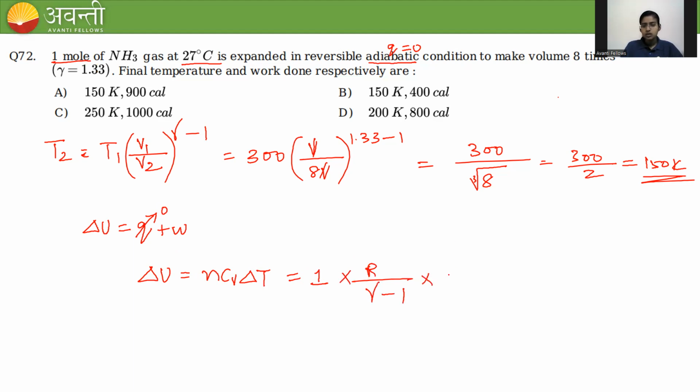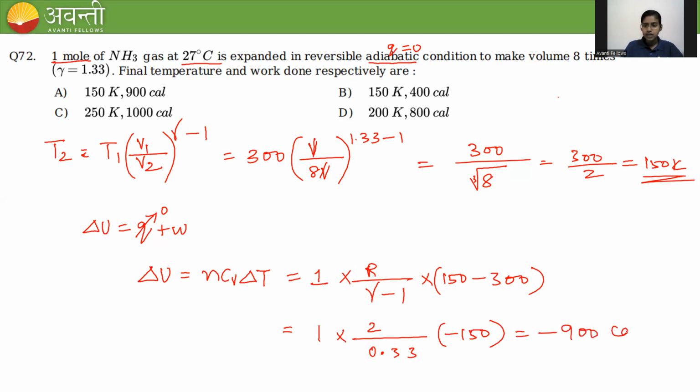Delta T is 150 minus 300. So we will get 1 into our value, which is 2 calories. So in terms of calories, it is 2, and gamma is 1.33 minus 1, which gives 0.33, and here we will get minus 150, which comes out to be minus 900 calories.